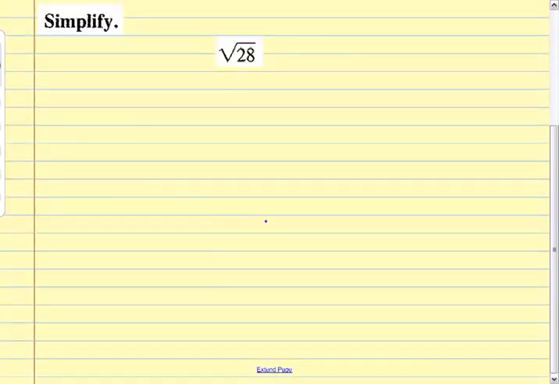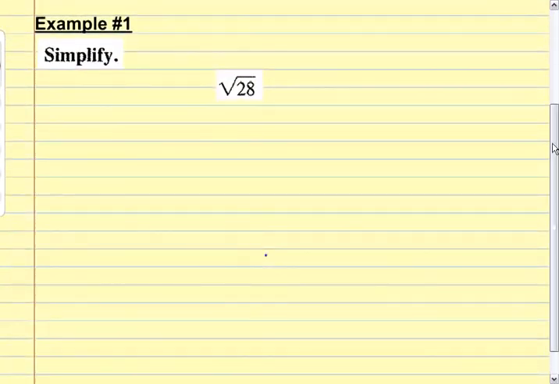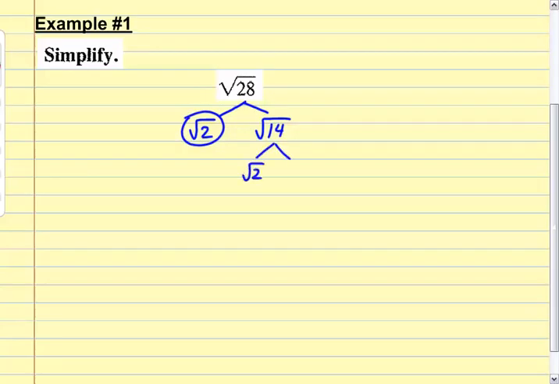So here we go. Example number 1 says simplify root 28. Well, here's all you need to do. This is very simple, okay? You will remember prime factoring, all right? You want to prime factor root 28, and that's going to be root 2 times root 14, right? Now this one's done. Now prime factor this, root 2 times root 7. Okay, now that's done and that's done. I can't break them down anymore. So I've got root 2 times root 2 times root 7.